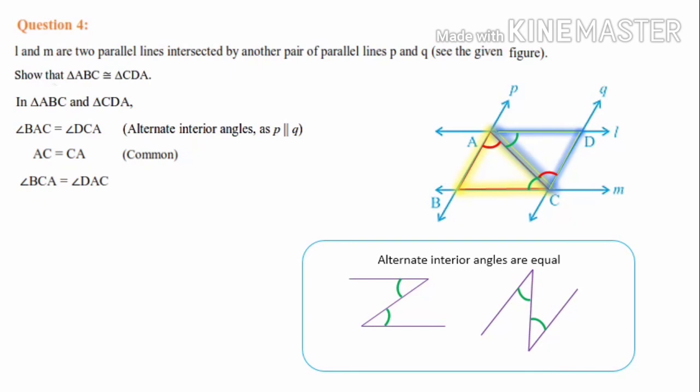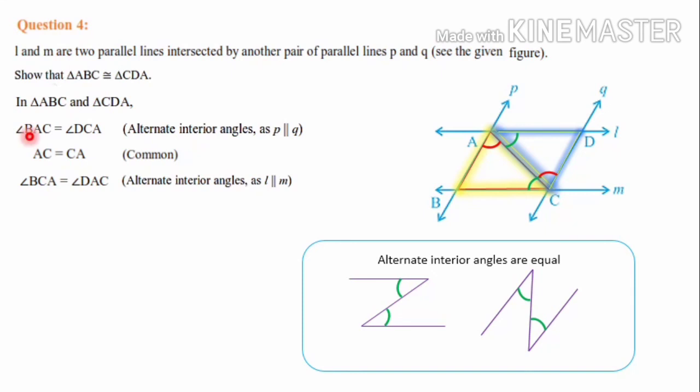Let's write it, angle BCA. Here BCA, that is a first triangle part. BCA is equal to angle DAC. This is a second triangle angle. So they are equal. Same reason, alternate interior angles, and these two lines are parallel. L is parallel to M.